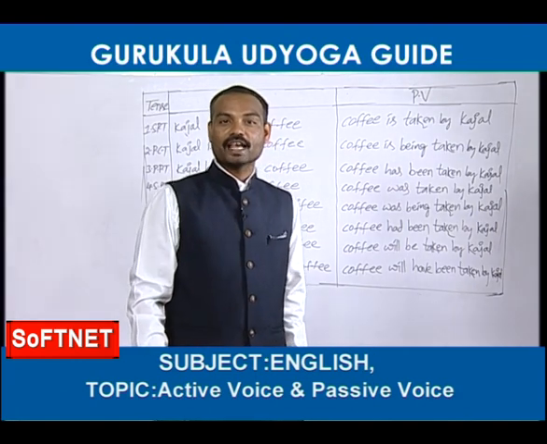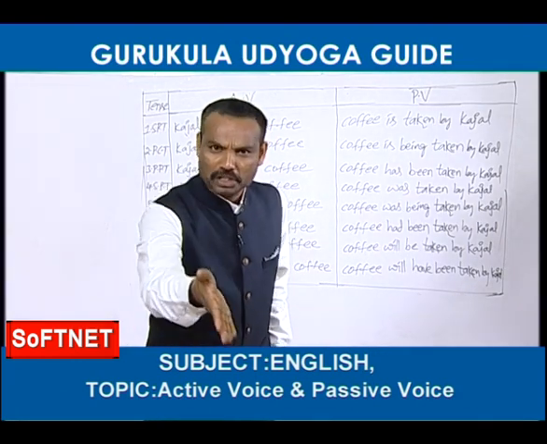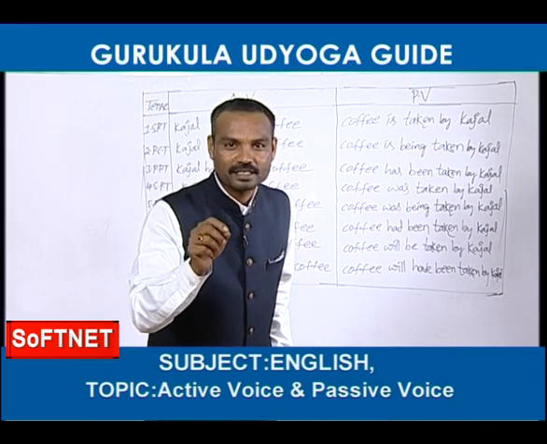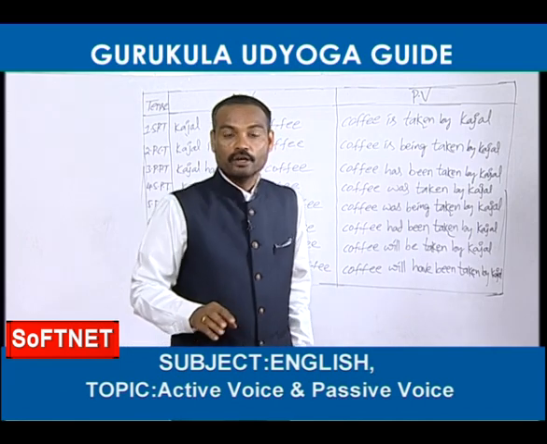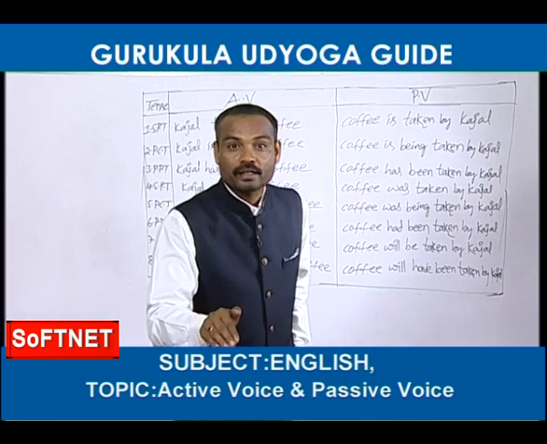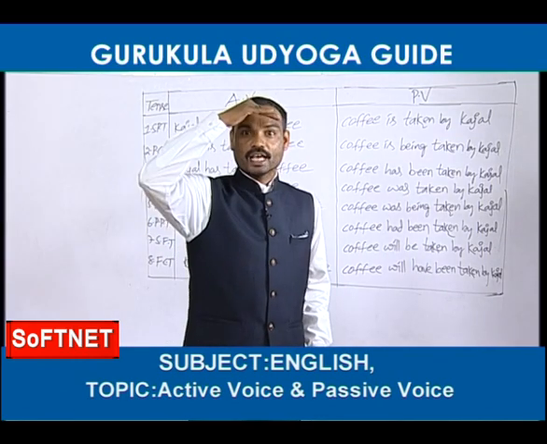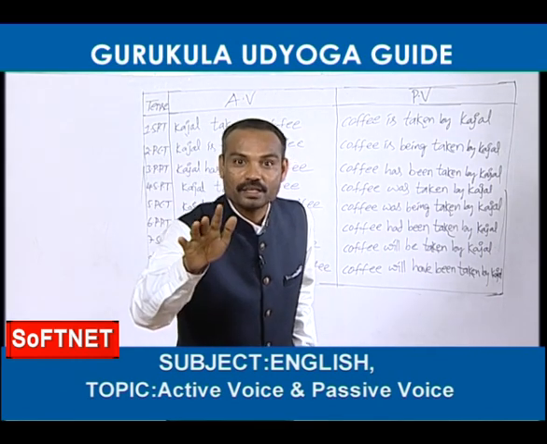For example, in the active voice, they have given can. You write can be. First, that modal verb should be written as it is. Immediately "be" should be written. For example, they have given may. You write may be. For example, they have given must. You write must be.